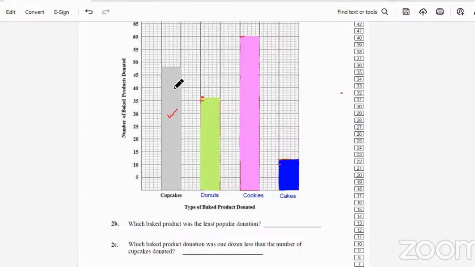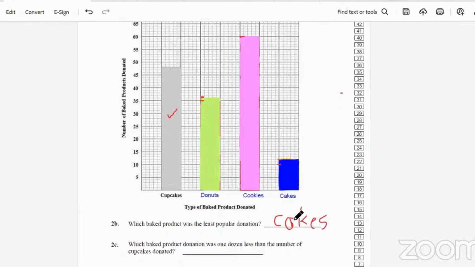All right, so which baked product was the least popular? So we know that cupcakes was 48, donuts was 36, cookies 60, cakes 12. So which baked product was the least popular? The answer would be cakes. I'm trying to write with my finger. All right, so you would write in the word cakes.